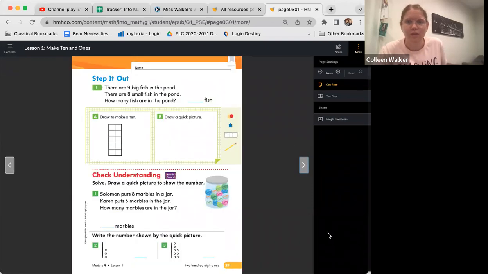Here we go. We're on Step It Out. It says there are 9 big fish in the pond. There are 8 small fish in the pond. How many fish are in the pond? Let's circle our numbers.